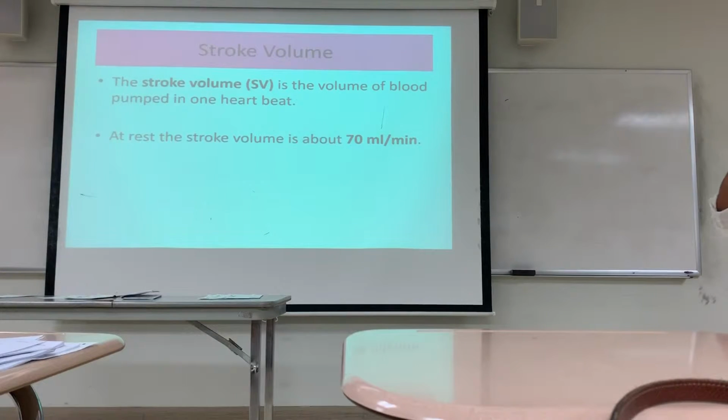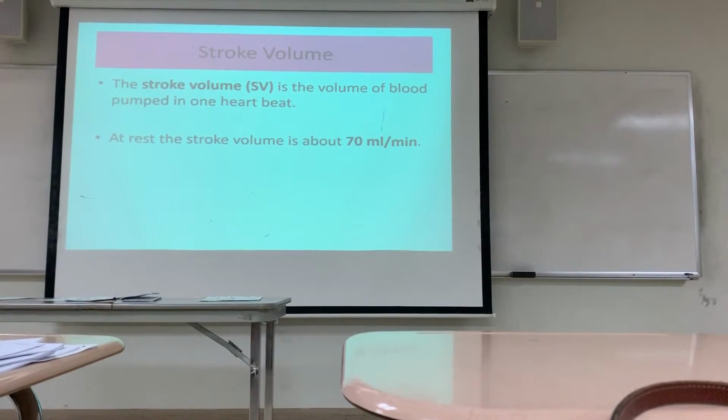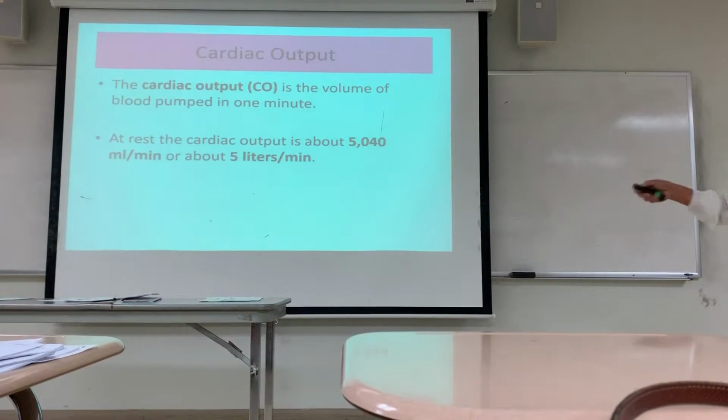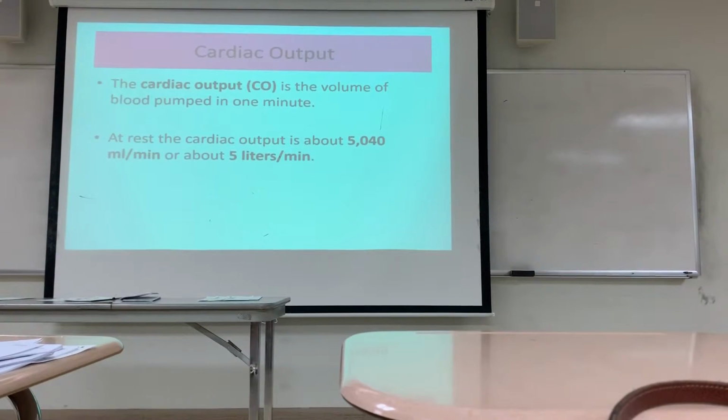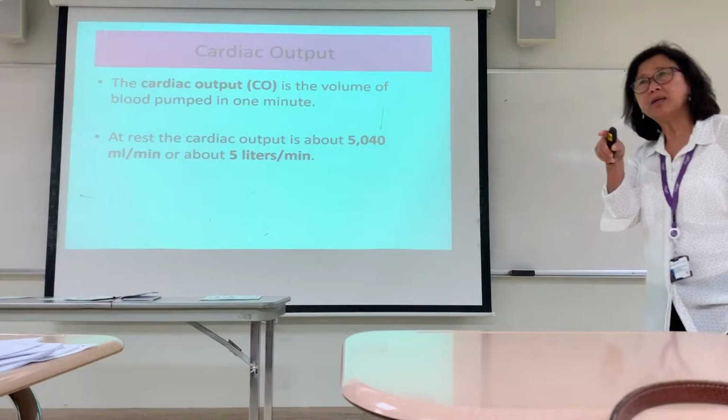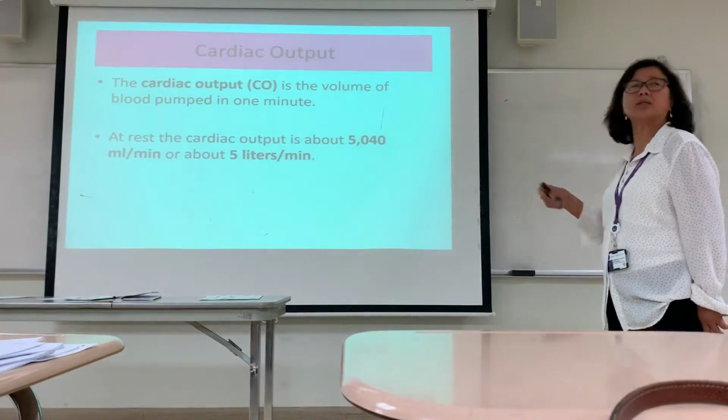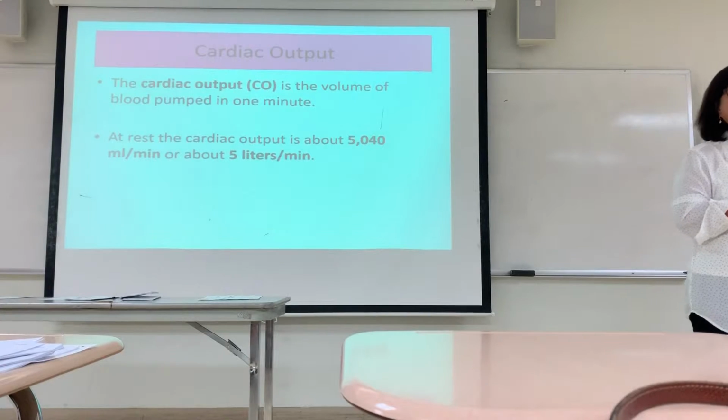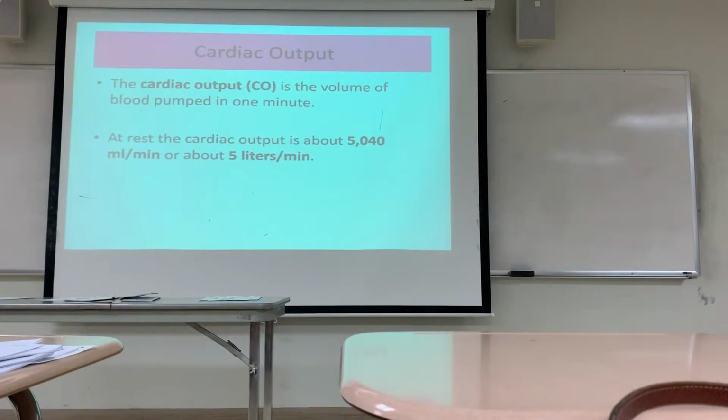Don't just sit there. Yes, you've got to be active. 5,250. That's your 5 liters per minute. How much in reality? It's 5,250. Yes, that's 5.2 liters. What's the 75, Professor? Beats per minute. So 1 beat is 70. So 70 multiplied by 75. That's your cardiac output. Okay.